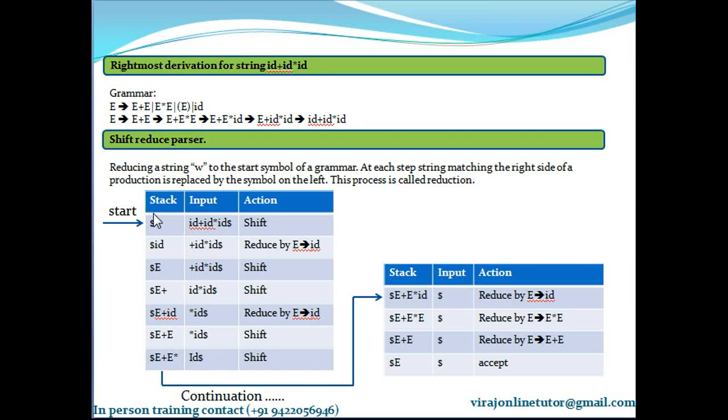At the start I place a dollar on the stack, and this is the input string id plus id into id, and dollar is the end of string marker. Now just concatenate these two virtually. If you concatenate this, what do you get? id plus id into id, the same as the input, meaning we are on the right track. We have to go in reverse of the rightmost derivation to keep track that we are on the right track. So id plus id into id is exactly matching this, meaning we are correct.